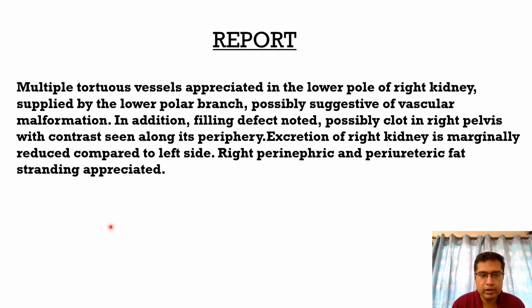So this is the report that I had given. Multiple tortuous vessels were appreciated in the lower pole of the right kidney, which was supplied by the lower polar branch, and a possibility of vascular malformation. In addition to filling defect, possibility of clot in the right pelvis with contrast seen along the periphery, and excretion of the right kidney was marginally reduced compared to the left. There was extensive perinephric and periureteric fat stranding that was seen on the images.